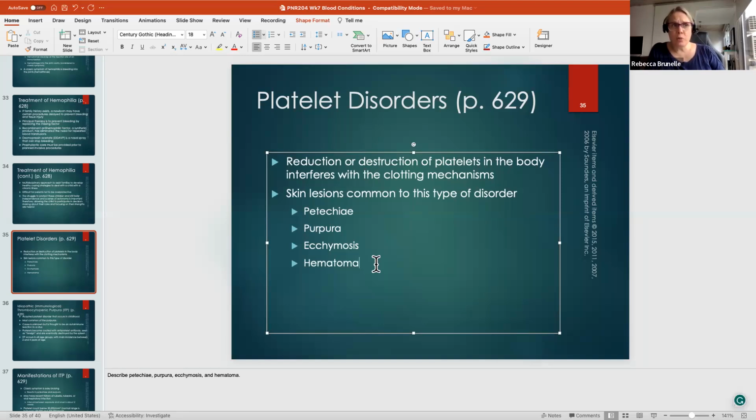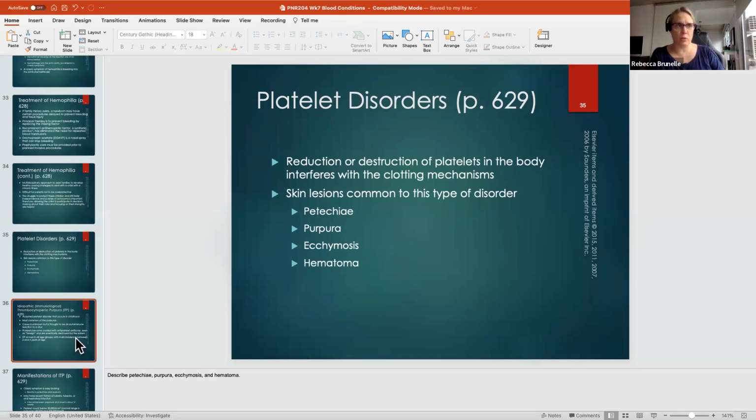So for platelet disorders, platelets are part of the formed parts of your blood, and they're used for clotting. So obviously, if you have a platelet disorder, we're talking about usually not enough platelets. So then you're going to see signs of bleeding. The petechiae are those little teeny tiny red dots that you see when there's blood under the skin. Purpura, ecchymosis is bruising. So just be aware that these are the sorts of things that you see if you have a patient with a platelet disorder.